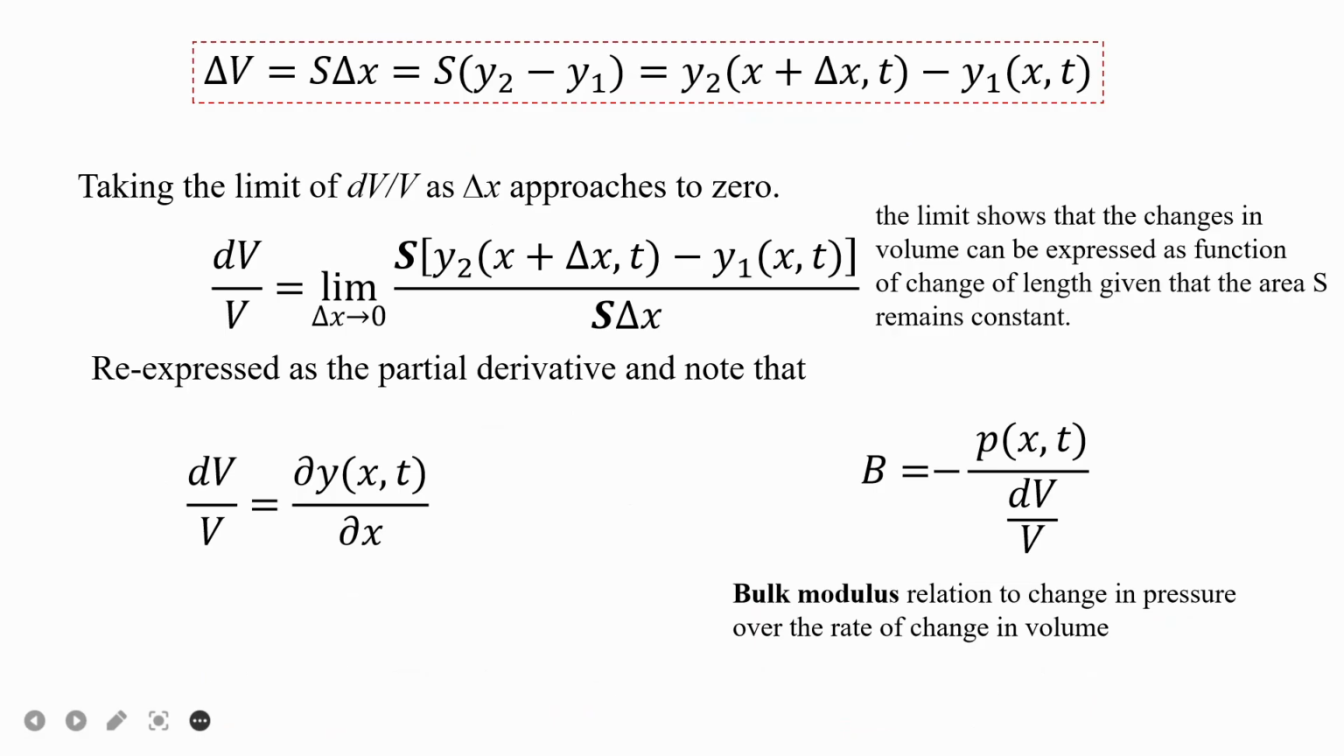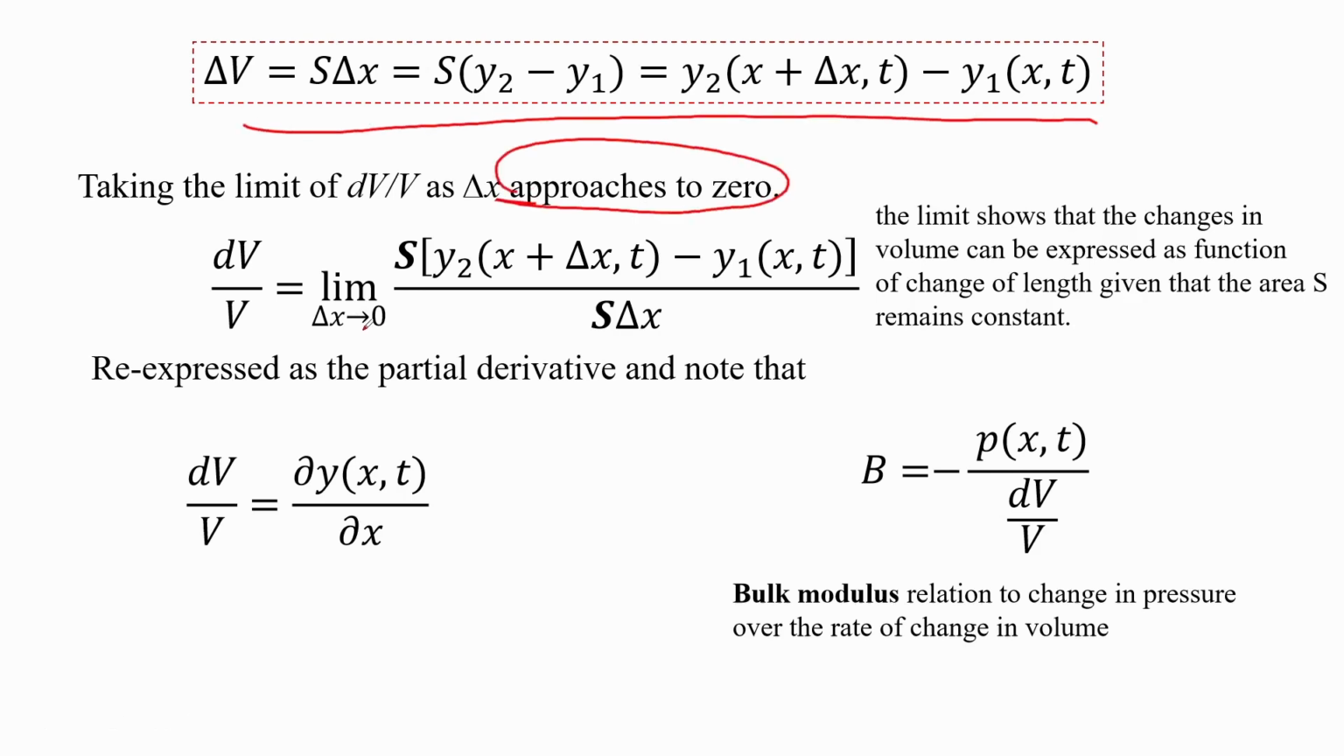Here we relate the rate of change of volume as delta x approaches 0. We re-express this as a partial derivative with respect to x, as we take the surface area S constant, so it cancels out. We relate this to the bulk modulus property to obtain an expression for the pressure function.